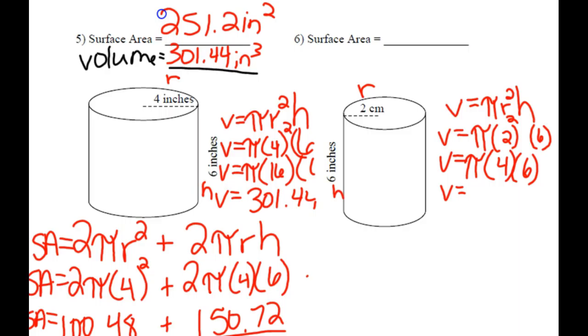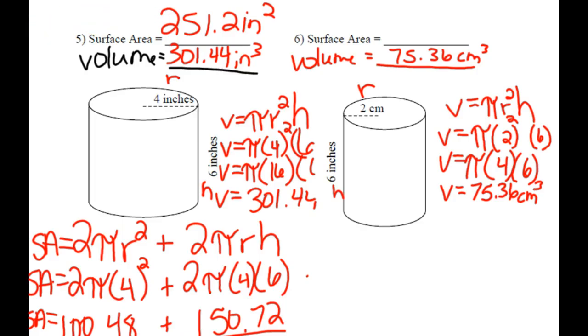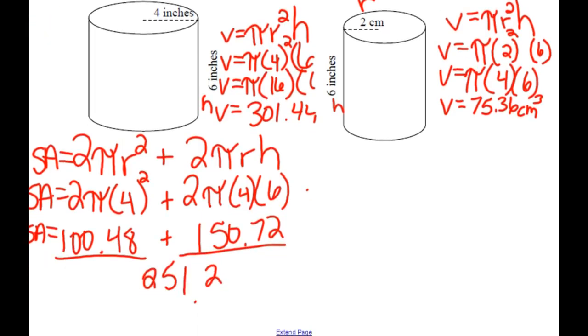And so now we're going to multiply 3.14 times 4 times 6. And we get 75.36 centimeters cubed. And make sure you write volume. So 75.36 centimeters cubed. Okay, and again, if you have questions, pause the video, go back and rewatch, ask questions in class. So now we're going to do surface area, again, longer formula, but you still have to write the formula.